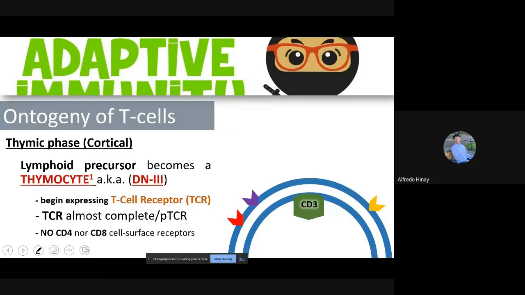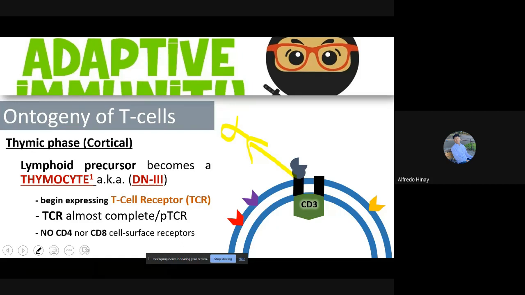Okay? So, it will begin expressing your T cell receptor or TCR, starting with your alpha. Okay, so ano pa siya? Receptor, di ba? Alpha pa niya siya, class. Okay, this is your alpha.